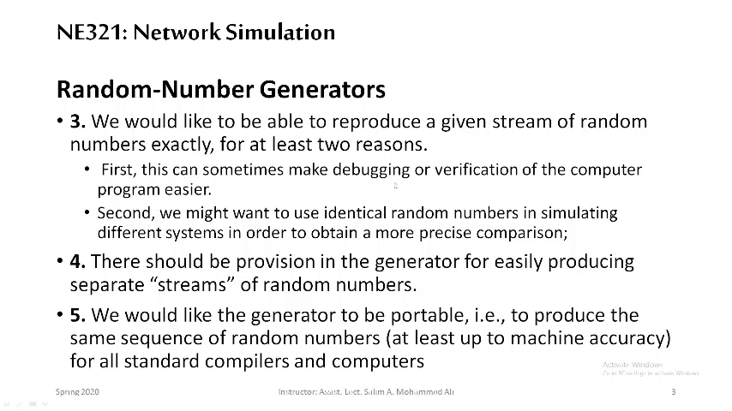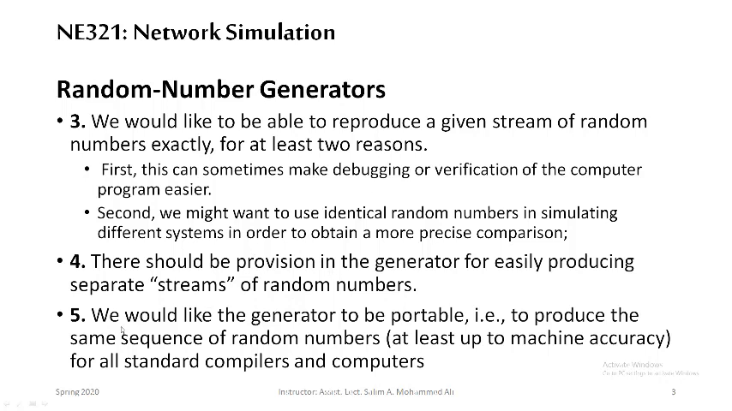Sometimes if these streams of numbers are not exactly the same, your simulation will run fine the first time, and if you run it again, it will fail to run. So we would like to have a good stream of random numbers that we can use many times. Also, if you are going to test the system twice or for different conditions, you may have the same output for it. Number 4, there should be provision in the generator for easily producing separate streams of random numbers. So if you want to change the streams, you have to have this option as well.